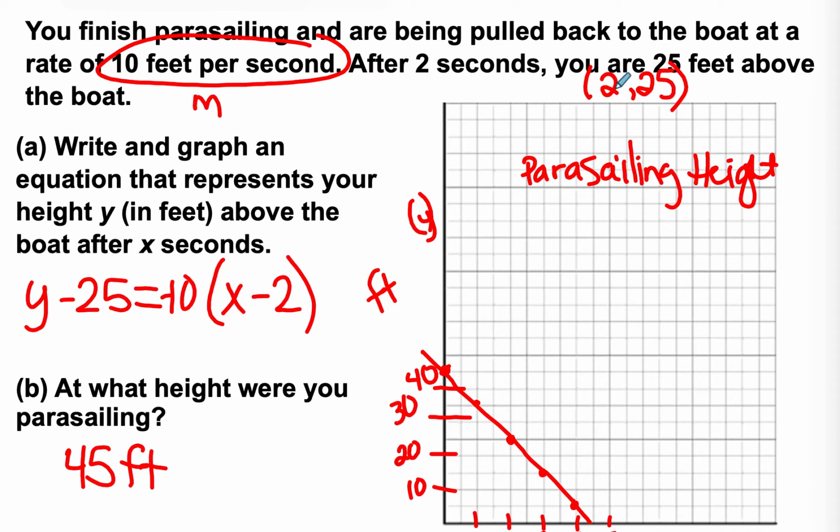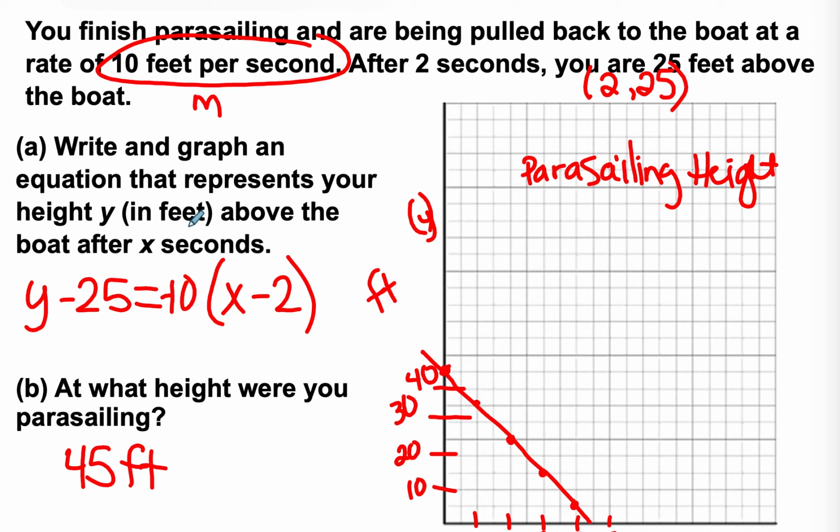So 2 seconds, 2, and then 25 feet above. And then here it says, write and graph an equation that represents your height in feet above the boat after x seconds. So even if you weren't sure which one the seconds would be, x or y, it tells you here in A that they want you to have seconds be x.